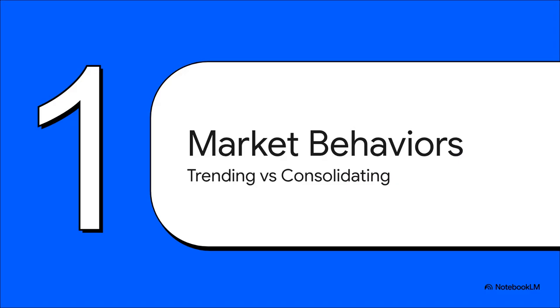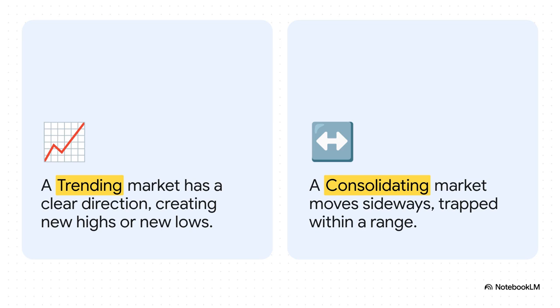To understand that design, we have to start with the absolute basics. I want you to forget all the fancy indicators and complex patterns for just a minute. Because at its core, the market really only does two things. Everything else is just built on top of these two fundamental behaviors. And here they are. First, you have a trending market. This is what we all love to see, right? The price has a clear direction, either up or down.